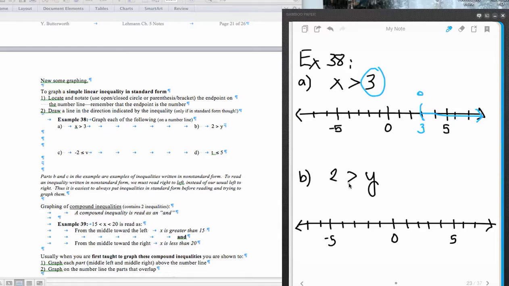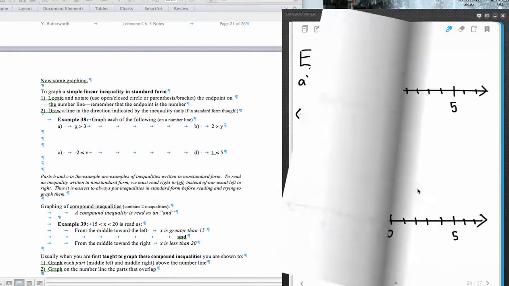Our next one isn't in standard form, so I'm going to first of all start out by putting it in standard form because that makes it much easier to graph. So y over here on the left, number on the right, and then I see that this points to the y, so I'm going to point it to the y. Now I can graph it easily. Y is less than 2, so I'm going to locate my endpoint 2, and it's less than, so it's going to the left, so I'm going to put a parenthesis on the 2, and then draw my line to the left. You notice that the arrow goes the direction of the inequality when it's in standard form, only when it's in standard form though.